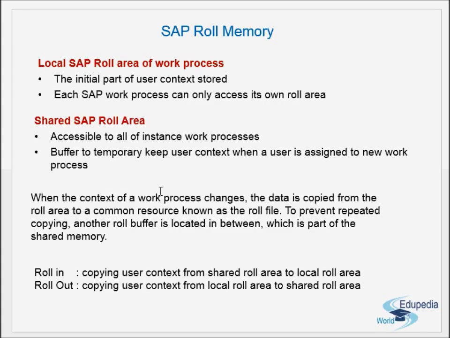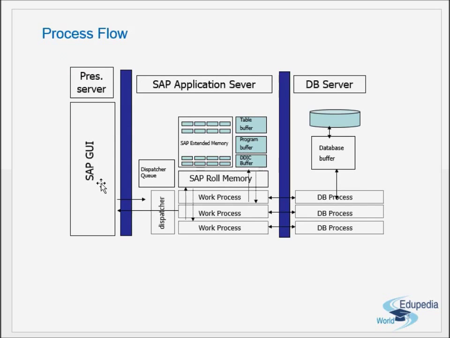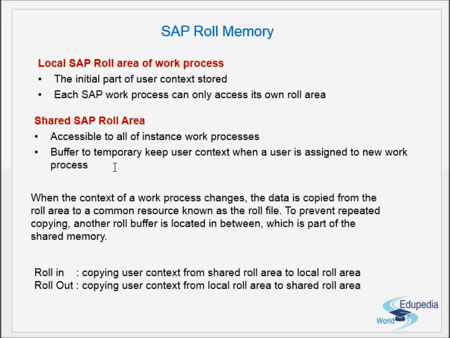This is accessible to all work processes of the instance. This role memory is shared, and every work process can access this memory. We have a buffer to temporarily keep the user context when a user is assigned to a new work process. So here also we have an intermediate buffer to store the user context, that is the role buffer.